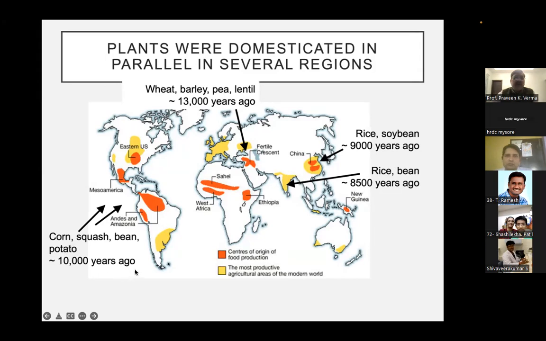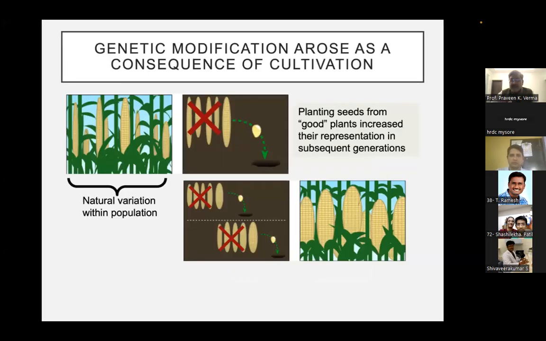For wheat, barley, corn, squash, beans, and potato, it was near about 10,000 years ago. So all these things started long back by our forefathers. This is how people used to do selection breeding. You can see this is a maize plant, and there will be natural variation within the population. Out of the different crops, we select the healthy ones with better seed quality, and discard the low yielding varieties, keeping only the plants with natural variations that are better for the next generation.